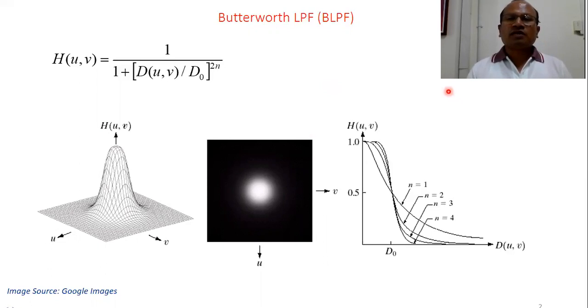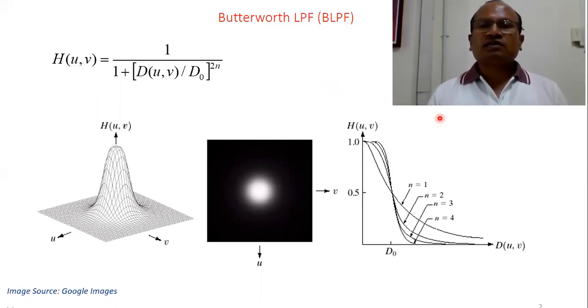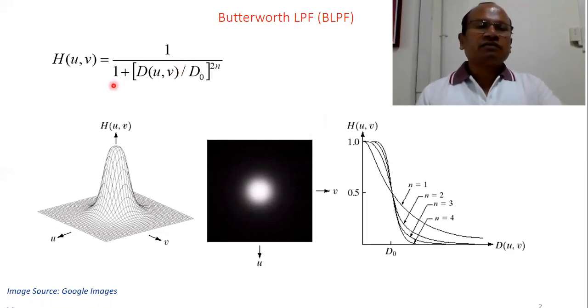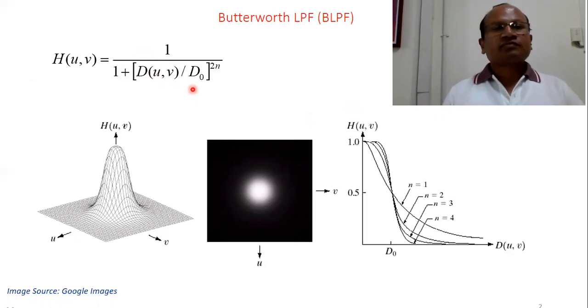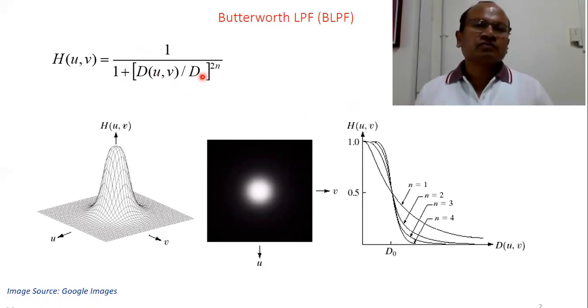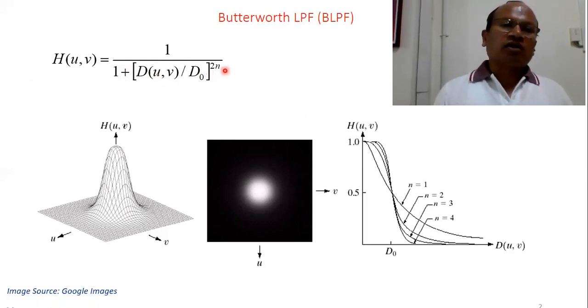Now in the Butterworth low pass filter, see here, this is the transfer function, where D(u,v) is the distance from the central pixel, D0 is the cutoff distance which is specified in any filter, and n is the filter order. This concept was not there in the ideal low pass filter.